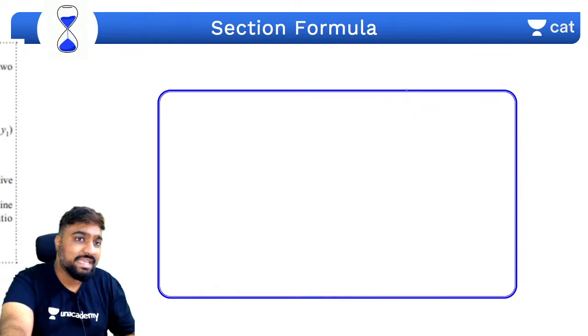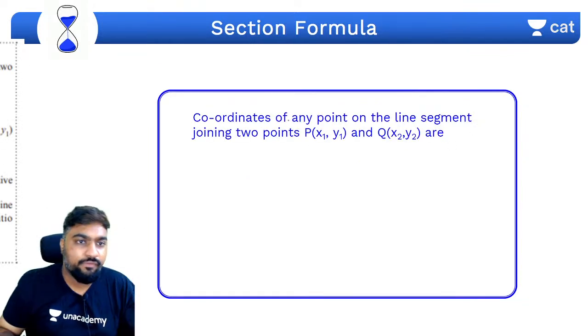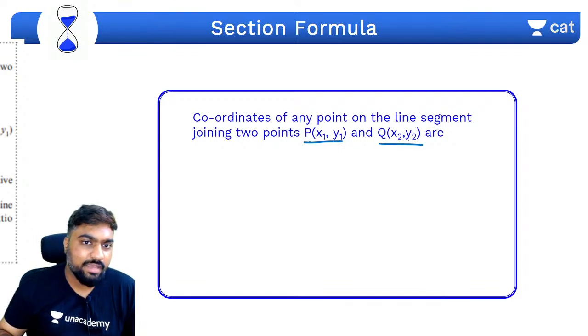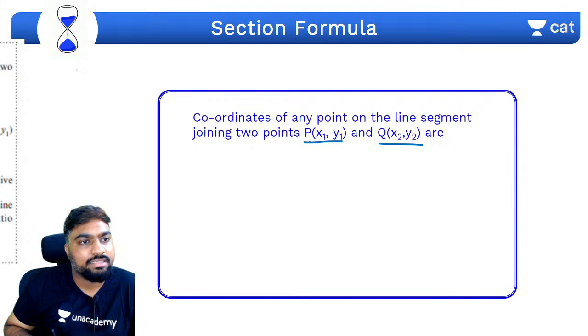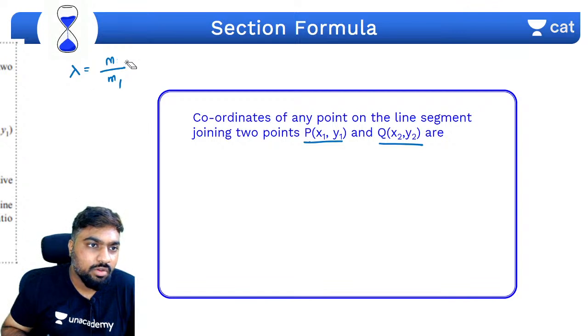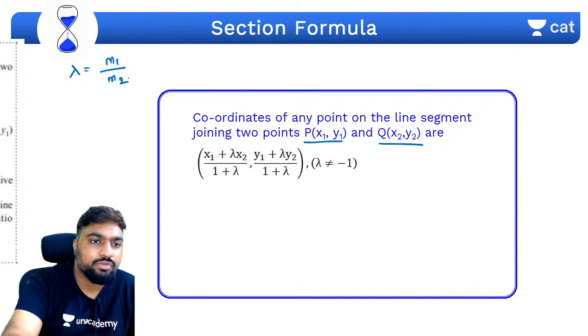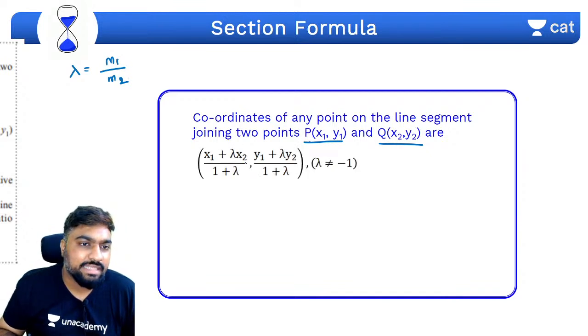Okay, moving on with section formula. If they are saying the coordinates of any given point on the line segment joining 2 points, ये दो point हैं x1 y1 and x2 y2, तो यहाँ पे if I consider lambda to be m1 by m2, then you can say x1 plus lambda x2 by 1 plus lambda and y1 plus lambda y2 by 1 plus lambda. समझ रहे हो? Yes, but with the condition that lambda cannot be equal to -1.